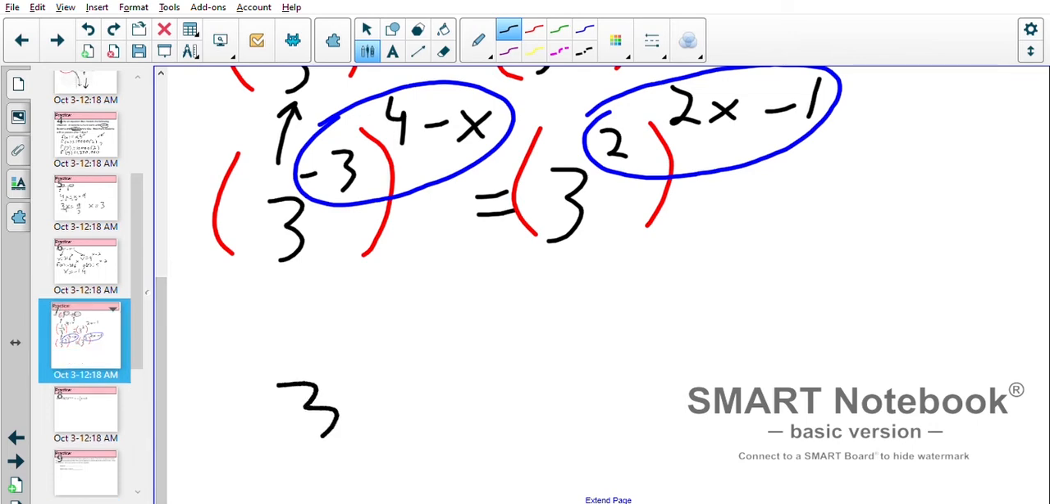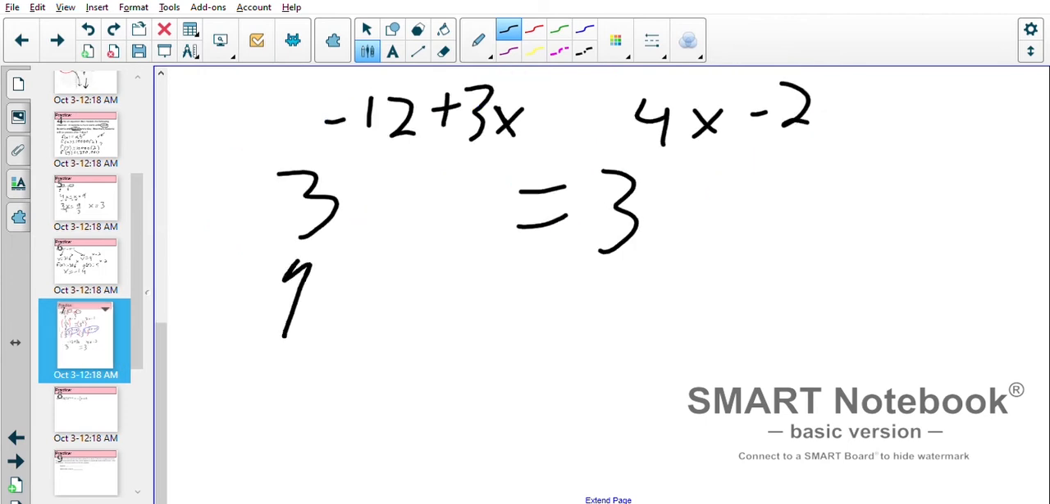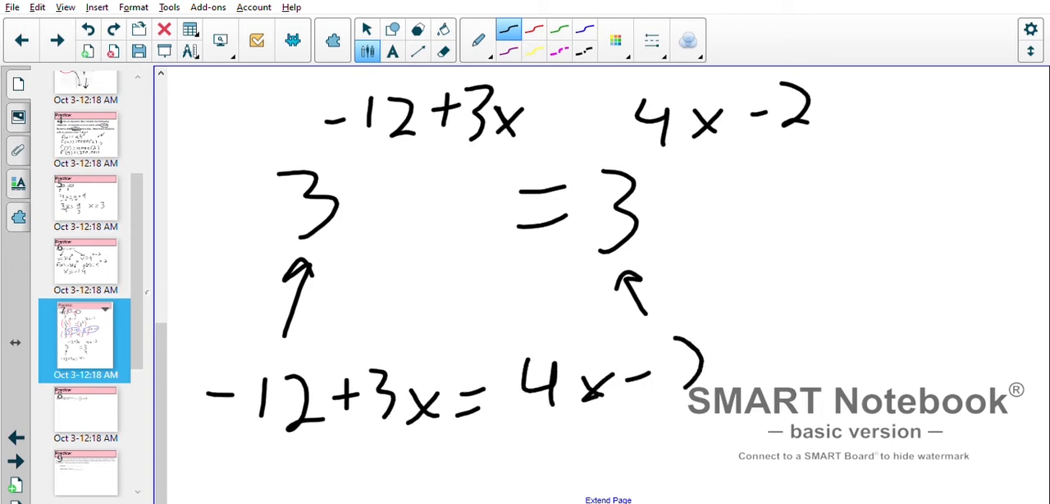So we get 3, and when we do negative 3 to the 4 minus x, that gives us negative 12 plus 3x. Over on the other side, we get 2 times 2x minus 1, so we get 3 to the 4x minus 2. Our bases are the same. Wonderful. So that means our exponents must be equal to each other. So we get negative 12 plus 3x equals 4x minus 2.